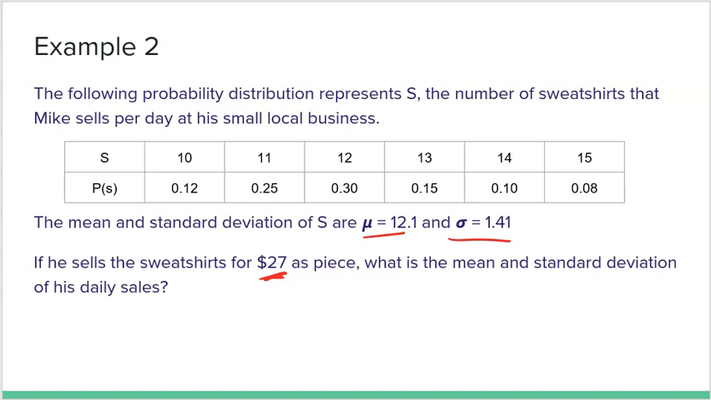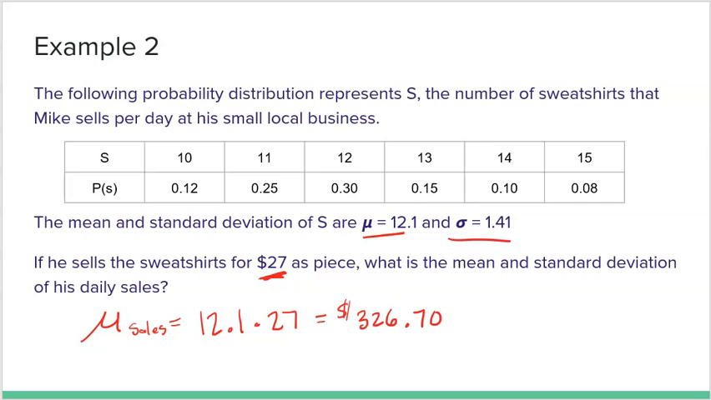So we're just converting here, right? So the mean of the sales would be saying, well, listen, I expect to sell 12.1 sweatshirts, and every one of those sweatshirts costs $27. So 12.1 times 27 is an expectation that on a daily basis, Mike is going to sell $326.70 worth of sweatshirts. Again, just converting from a number of sweatshirts to the amount of money that that number would be worth.